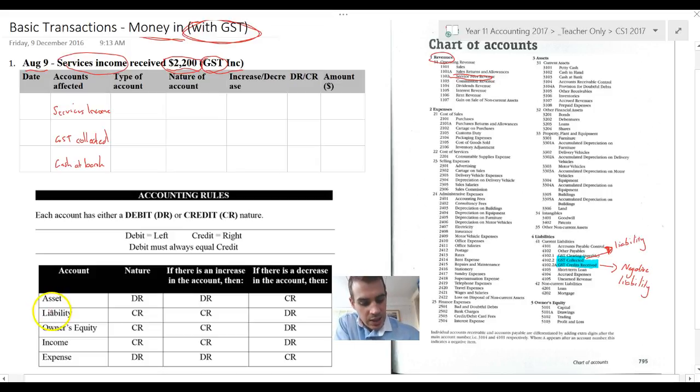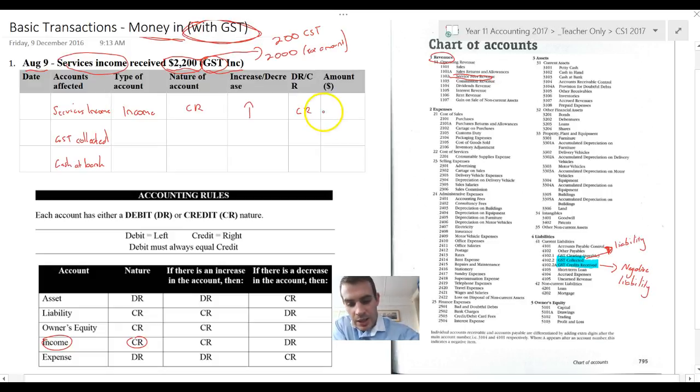So services income, we know that that's an income account, which is a credit by nature. So income, credit by nature, it's gone up, so it's increased, it's going to stay a credit. Now the amount we have to put is the ex-GST amount. So if I break up this 2,200, $200 of that is GST, 2,000 of it, that's the ex-GST amount. So my services income account is going to be the ex-GST amount, which is 2,000.